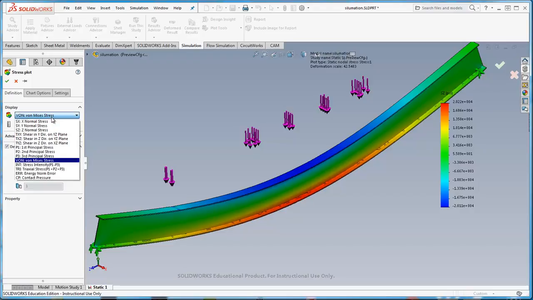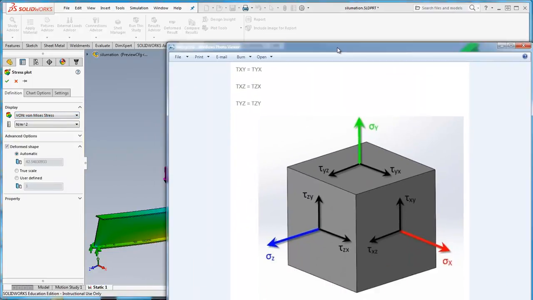And so I pull down, ask for tau zy, and I see there is no tau zy. Well, if you remember, there's 6 shear stresses, but there's pairs of them that are equal. So let's go again, go retrieve my cube here. And if I'm looking for tau zy, which is this one right here, I can see that tau zy is also equal to tau yz due to my equilibrium conditions on my stress cube. And so I can ask for tau yz, and it'll be the same value as tau zy.